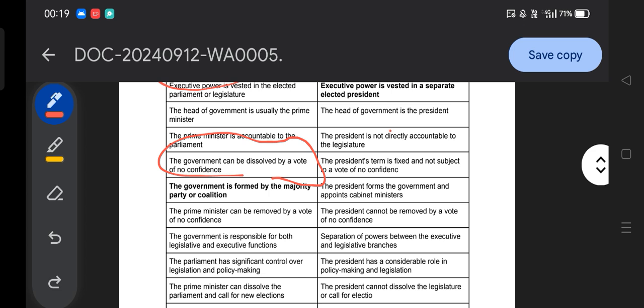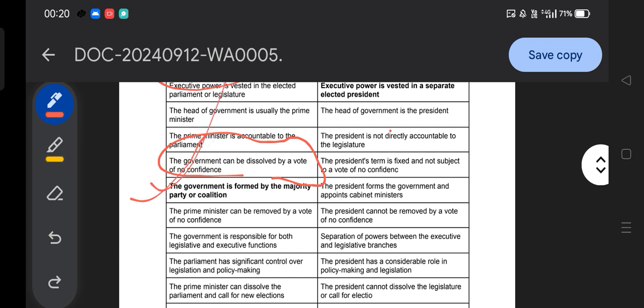Coming to the point, the government is formed by the majority party or coalition. The concept here is that in the parliamentary form of government, a political party that secures the maximum votes forms the government. In other words, if no political party secures the maximum vote, a group of political parties forms a coalition, and they form the government. Getting my point?